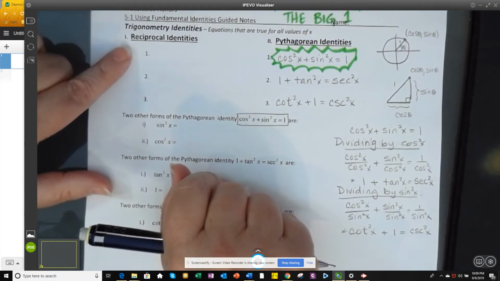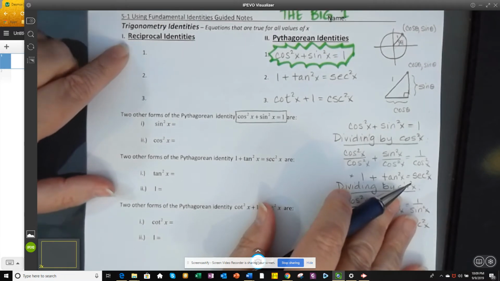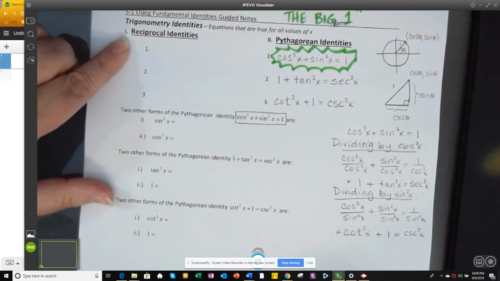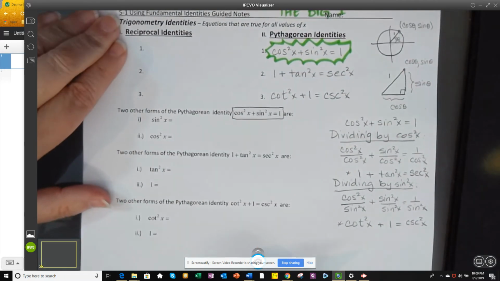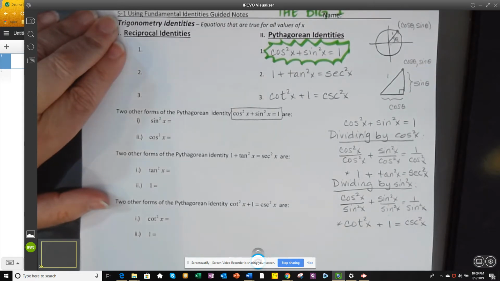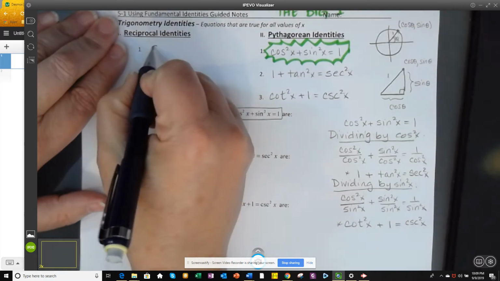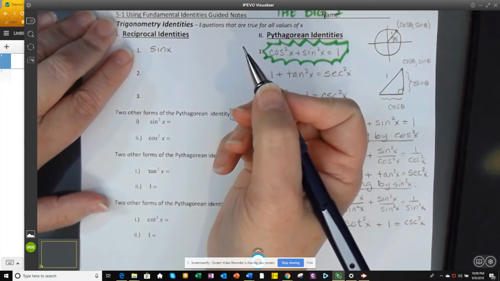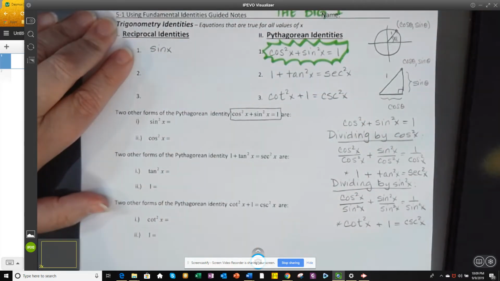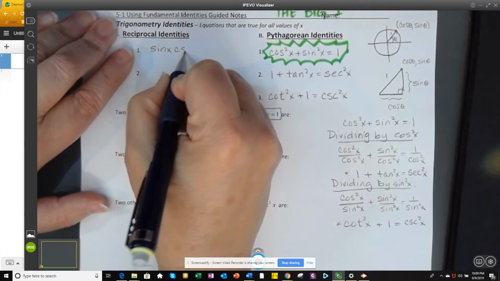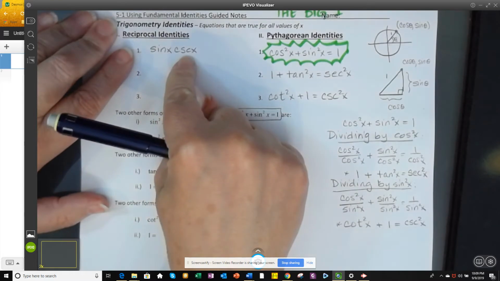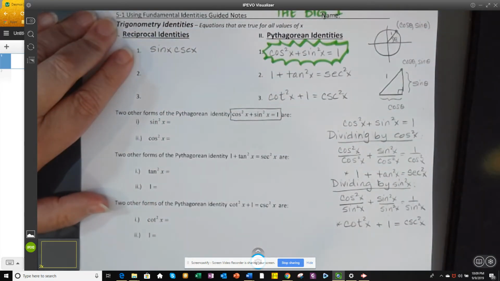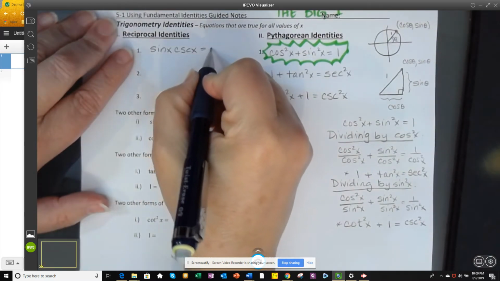So let's talk about some reciprocal identities. Now, what do I mean by that? I mean each trig function that we talked about before has a reciprocal. And when you multiply a number by its reciprocal, you get 1. So if I were going to multiply sine x by its reciprocal, which would be, I heard it in the back there, yes, okay, it was cosecant x. Because cosecant x is equal to 1 over sine x. And when you multiply something by its reciprocal, you get 1.